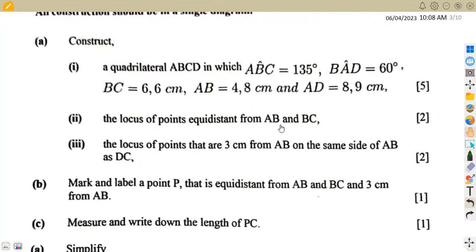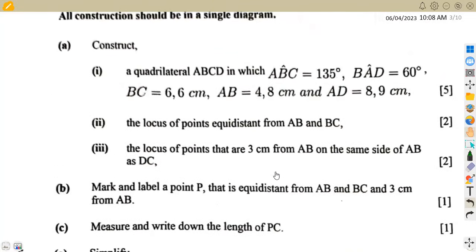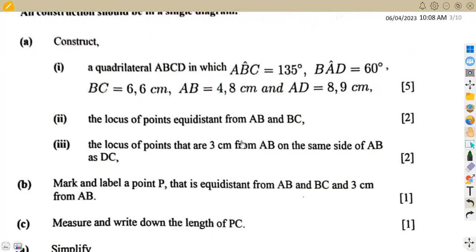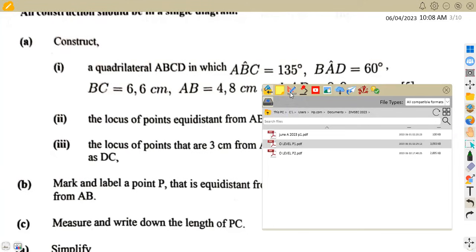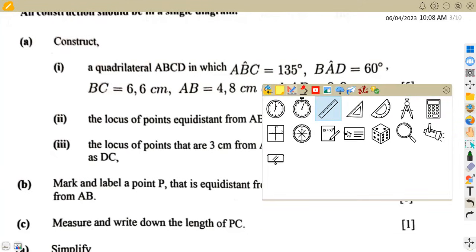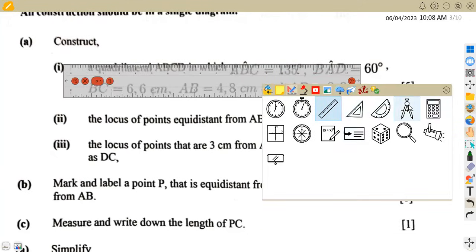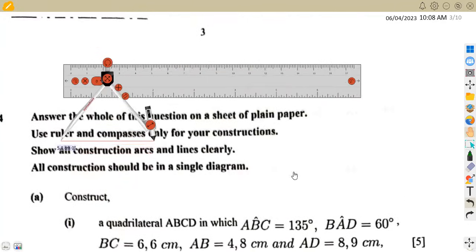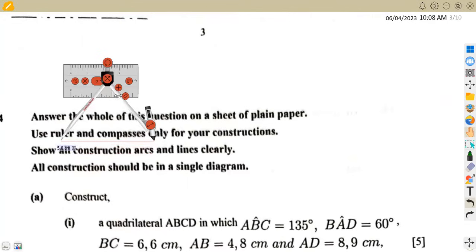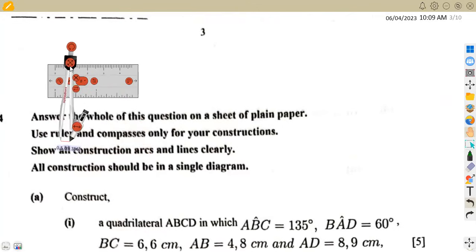All right, so this was a quadrilateral. I'm just going to have it as a sketch because the instruments that I'm having are not that accurate, guys. I just hope you are going to understand what is needed here. So I just need these two here. Let me just put this aside.